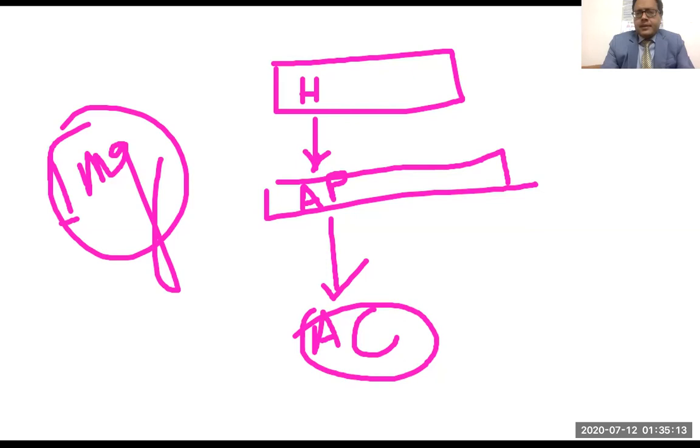So in a normal person, what do you expect if I give 1 mg overnight dexamethasone? His or her serum cortisol level would decrease. But if that decrease does not happen, then it is suggestive, as a screening test, of Cushing syndrome in an appropriate patient.